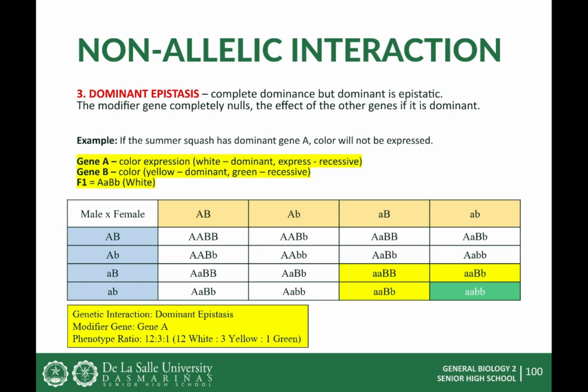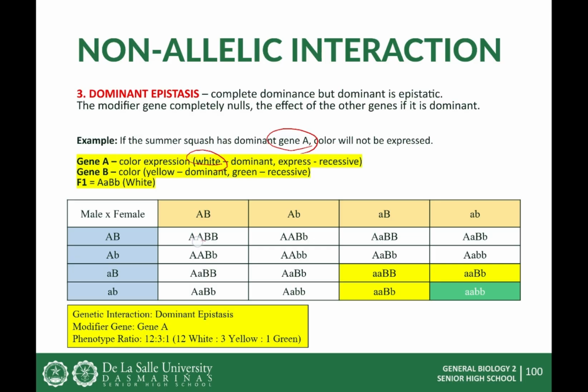So, now let's move to the dominant epistasis. So, if we have the recessive epistasis, it will null the dominant phenotype. Now, in dominant epistasis, it will nullify or omit the expression of your recessive gene. So, paano to? Ibig sabihin, if one of the genes is dominant, automatic, it will be expressed in its dominant color. And take note, you have to know the modifier gene, which is the gene A. Ibig sabihin, if the gene A is dominant, automatic, lalabas ang trait na white.